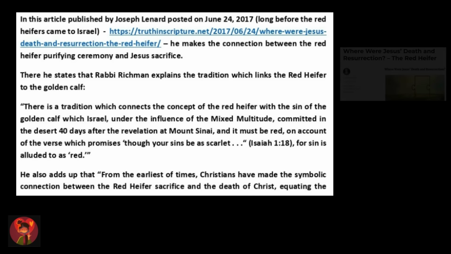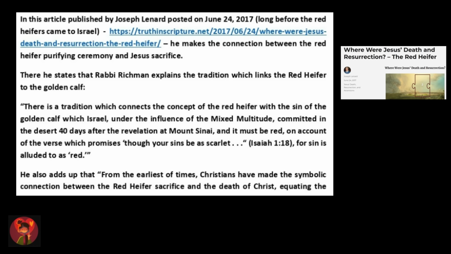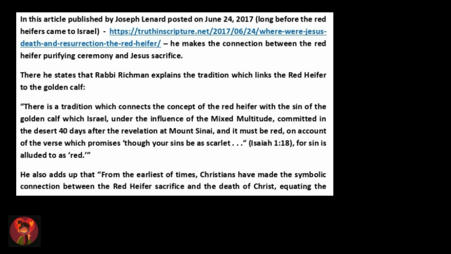In this article published by Joseph Leonard, posted on June 24, 2017, long before the red heifers came to Israel, he makes the connection between the red heifer purifying ceremony and Jesus' sacrifice. There he states that Rabbi Richman explains the tradition which links the red heifer to the golden calf. There is a tradition which connects the concept of the red heifer with the sin of the golden calf, which Israel, under the influence of the mixed multitude, committed in the desert 40 days after the revelation at Mount Sinai. And it must be read on account of the verse which promises, "Though your sins be as scarlet," Isaiah 1:18, for sin is alluded to as red.